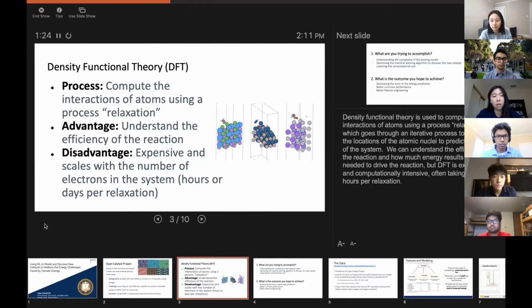But one of the main disadvantages, and the one that we're trying to overcome, is that DFT is very expensive and takes a long time. It usually takes around hours or days per relaxation and scales with the number of electrons in the system.